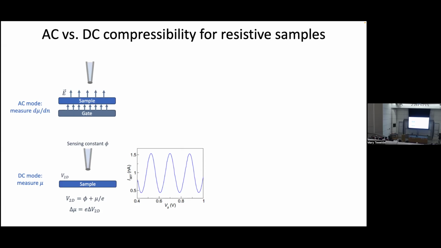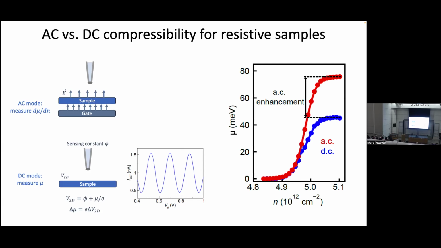But nonetheless, that measures mu directly, basically. How much do we have to adjust the voltage that we apply to the sample to come back to the same working point of our tip? And so we have d mu dn, which we can integrate to get mu of n from AC. We have mu of n, which we can take a derivative of from DC to get d mu dn. And if everything works well, these two should agree.